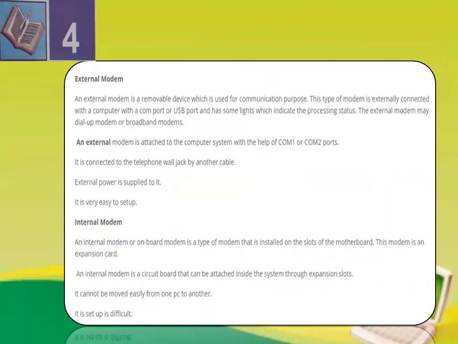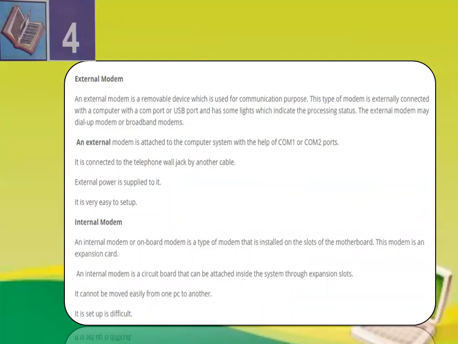Then we have some more types: external modem and internal modem. An external modem is a removable device which is used for connection purposes. This type of modem is externally connected with a computer with a COM port, COM port meaning communication port, or a USB port, and has some lights which indicate the processing status. The external modem may be a dial-up modem or a broadband modem.